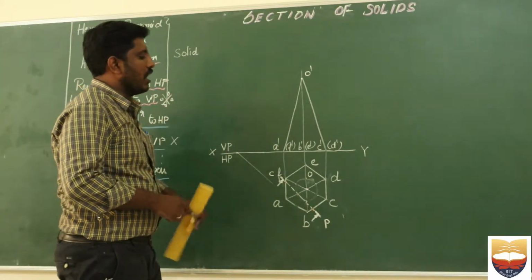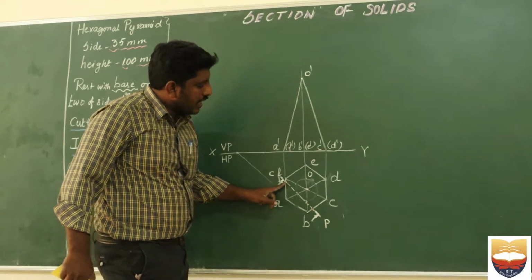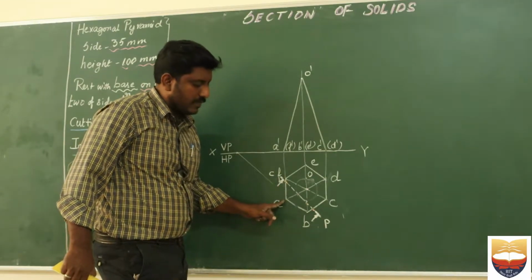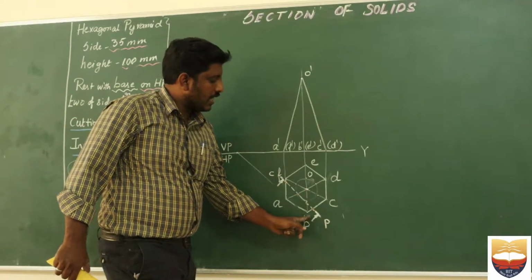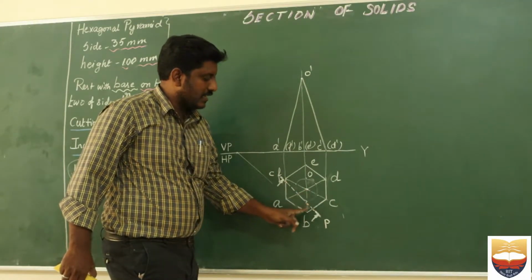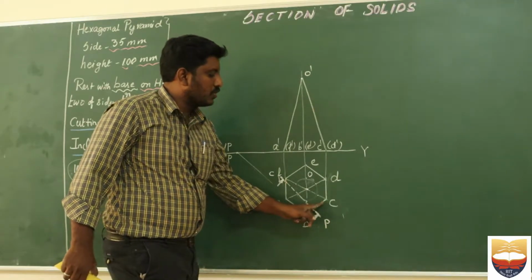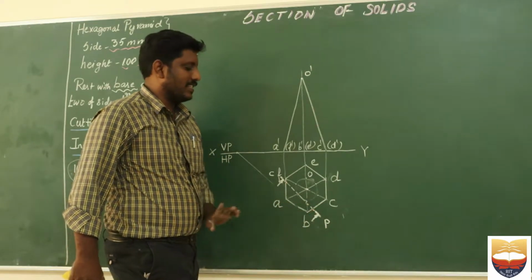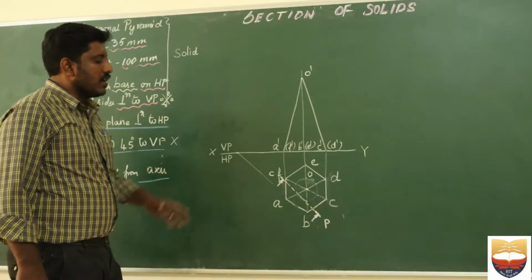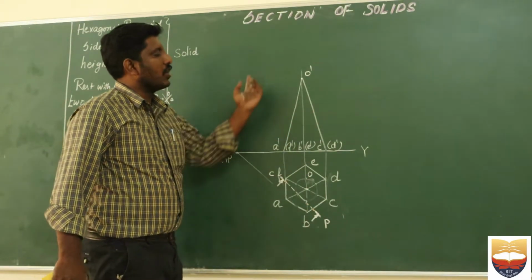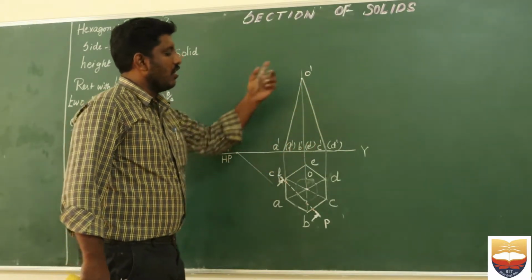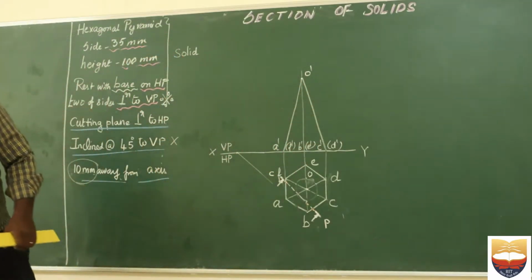You should be very careful and you have to identify. Here the knife is cutting at a shorter edge. Here the knife is cutting at a slant edge. Here the knife is cutting at the B to O slant edge. Here the knife is cutting at B to C shorter edge or base edge. So that is very, very important, because we are going to project this towards my front view and draw the sectional front view.